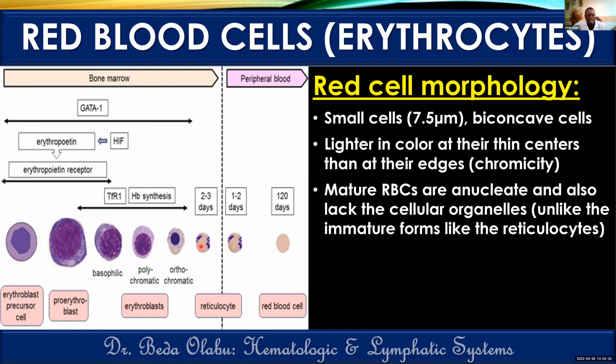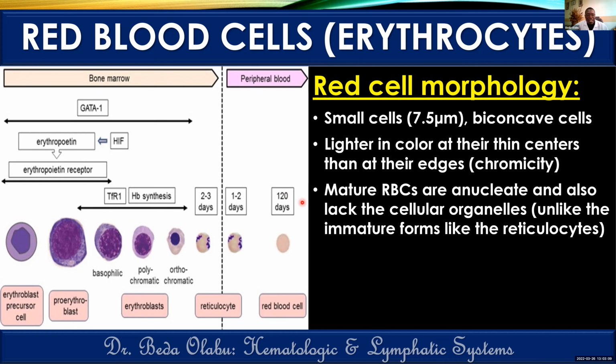Now, some of the reticulocytes find themselves in the peripheral circulation, but we don't expect a lot of reticulocytes within the peripheral circulation. If we see a lot of reticulocytes in the peripheral circulation, then we know that the bone marrow is actively forming red blood cells, and that's why a lot of them are being released into the peripheral circulation. The lifespan of reticulocytes is usually 1 to 2 days within the peripheral circulation, and maybe 2 to 3 days within the bone marrow.